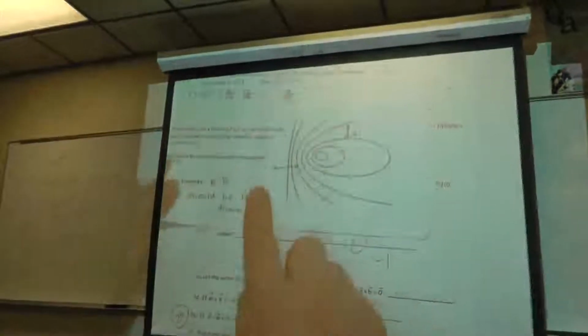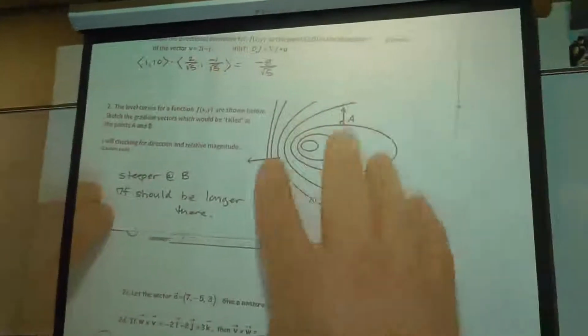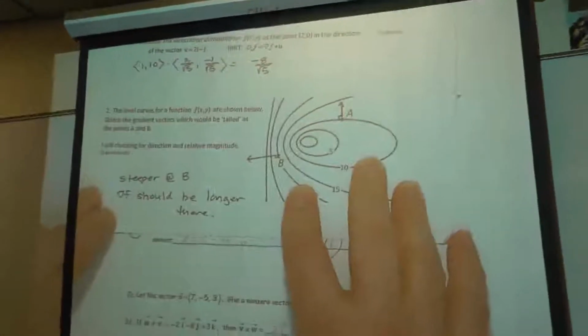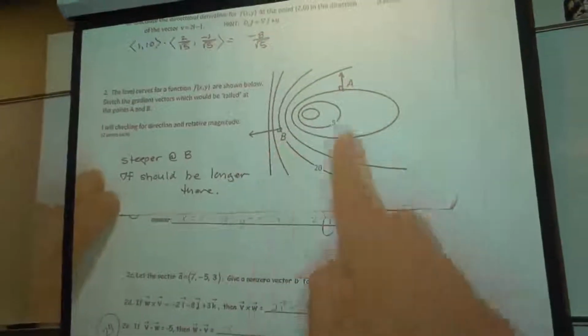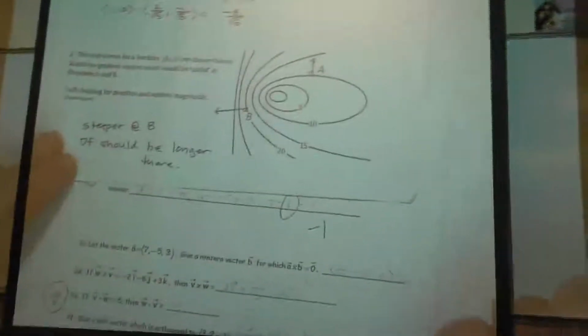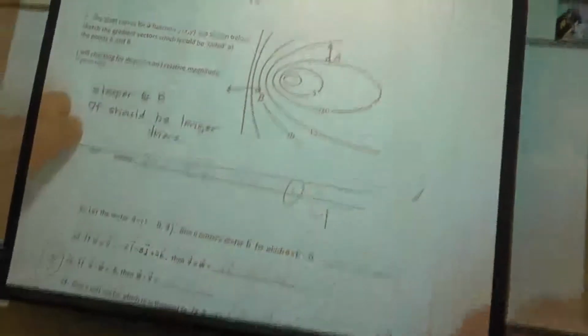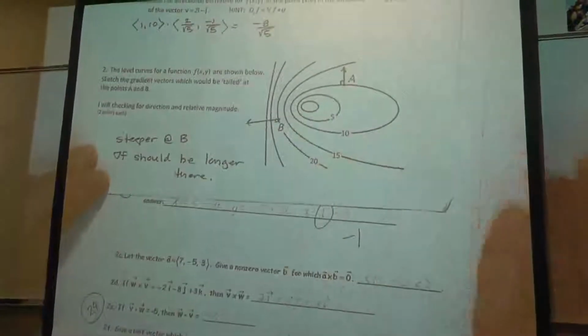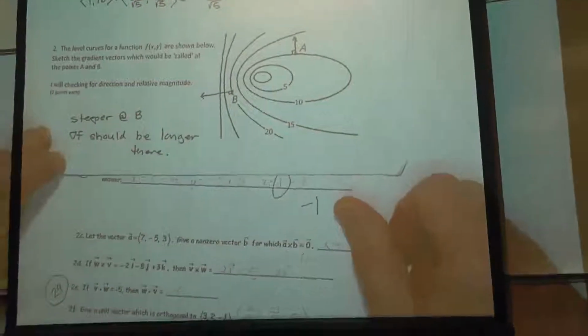This problem is still the same idea. I drew a different set of level curves here. I put a point A and B on there, and I put the Z values to let you know which way is uphill versus downhill. I ask you to sketch a couple of gradient vectors at the points A and B. So it's the same idea, just a different looking set of level curves.